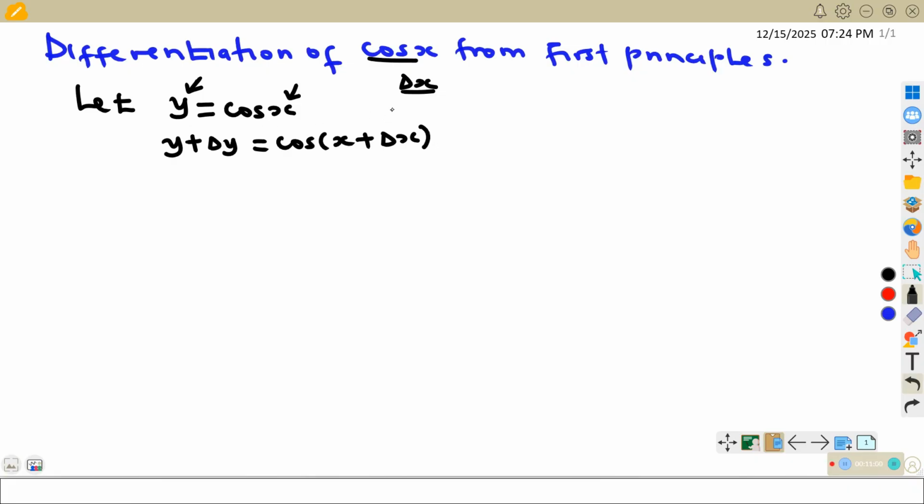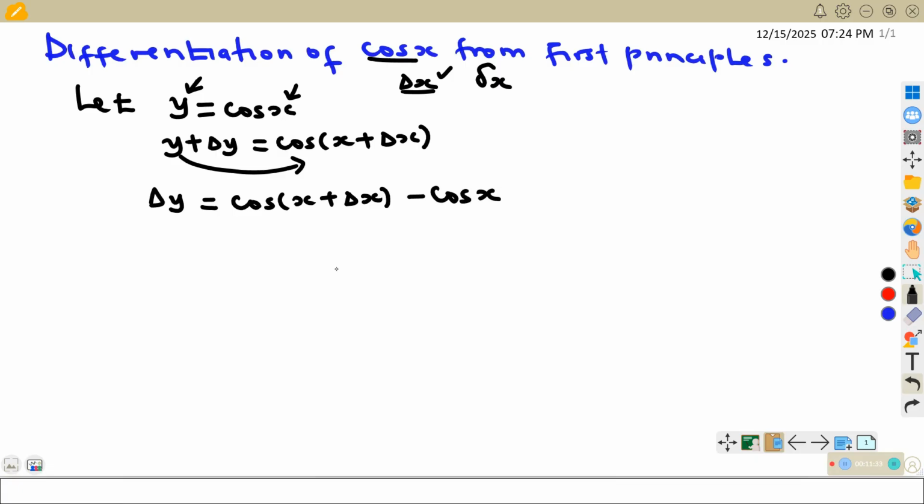Here we have different ways of writing the increments. Some can use that, or else you can use this. Basically, an increment in x brings about an increment in y. What we do here is simply take y to the other side. So this means that delta y will be the same as cos of x plus delta x, minus y. When you take y to the other side, it becomes minus y. But y is cos of x, so you will have minus cos of x.